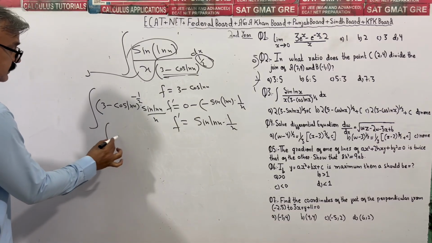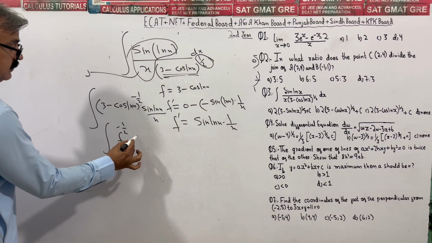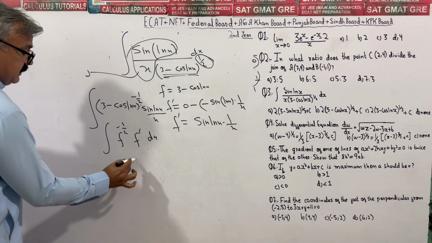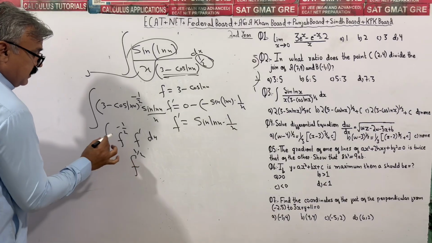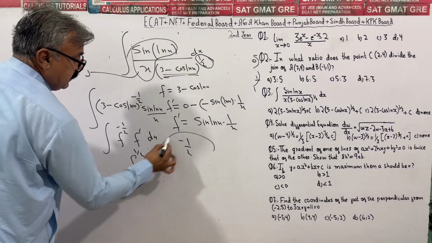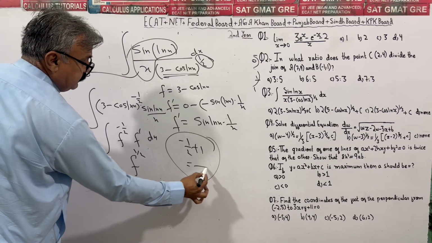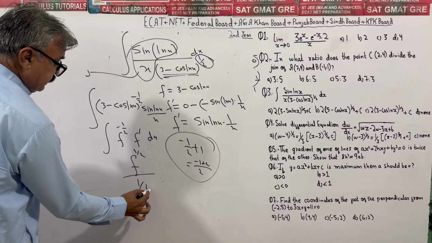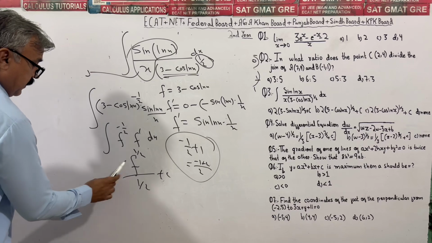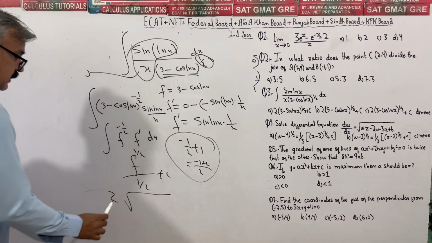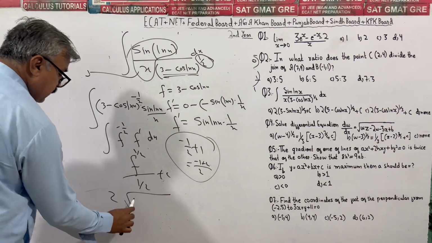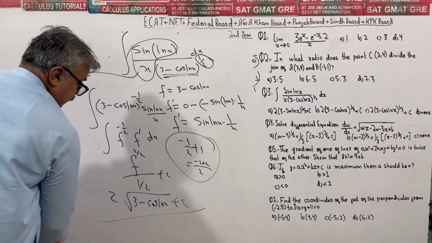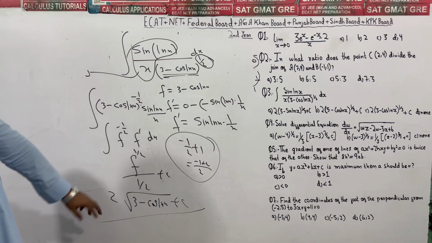Now this is our function, f power minus 1 upon 2. This is our derivative, f dash dx. Function, derivative. Add 1 to the power of the function. Minus 1 upon 2 plus 1 will become positive 1 upon 2. Divide by the same, plus c. So 2 times what is our function to the power 1 upon 2, which means under root 3 minus cos ln x, plus c. That's our answer.